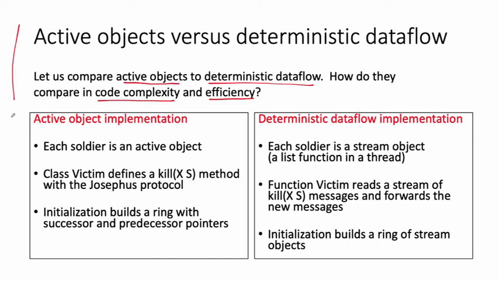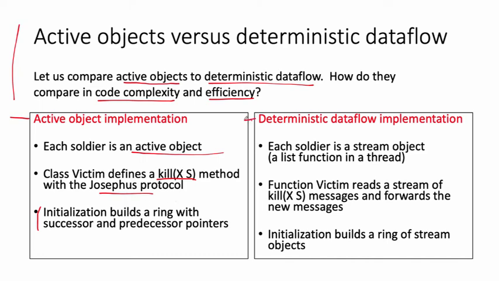In the active object implementation, each soldier will be an active object, and there's going to be a kill method which defines the Josephus protocol. And in the initialization, we build a ring with successor and predecessor pointers, because it's important when an object dies. So this ring is going to be built.